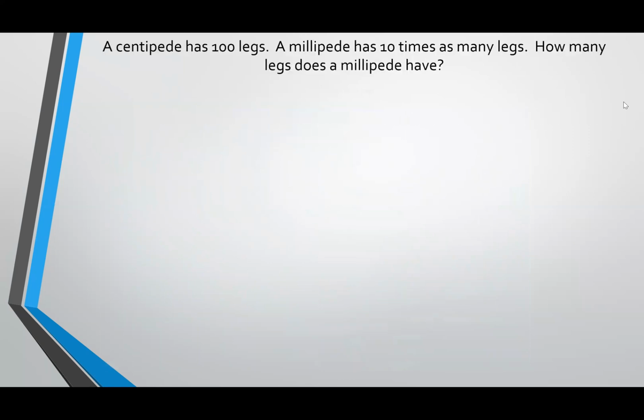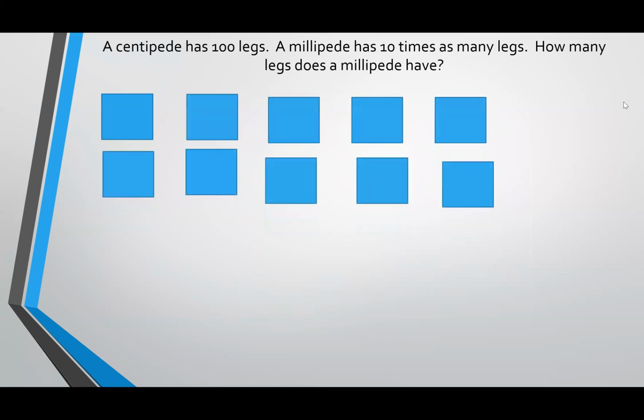So you would do the modeling, guided practice, independent practice for this. On the second day, we want them to use pictorial representations, and the problems would get a little harder. A centipede has 100 legs. A millipede has 10 times as many legs. How many legs does a millipede have? So they would use pictorial representations of base 10 blocks. So there's a flat that equals 100. The millipede has 10 times as many. Boom. So how do we write an equation for that? 100 times 10 equals 1,000. The millipede has 1,000 legs.